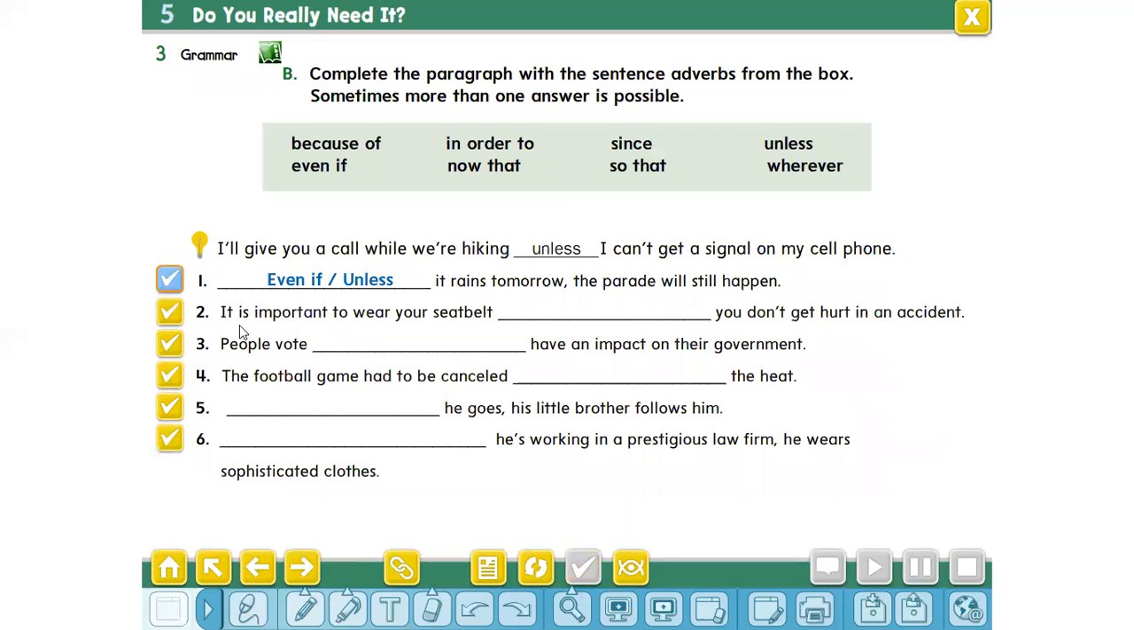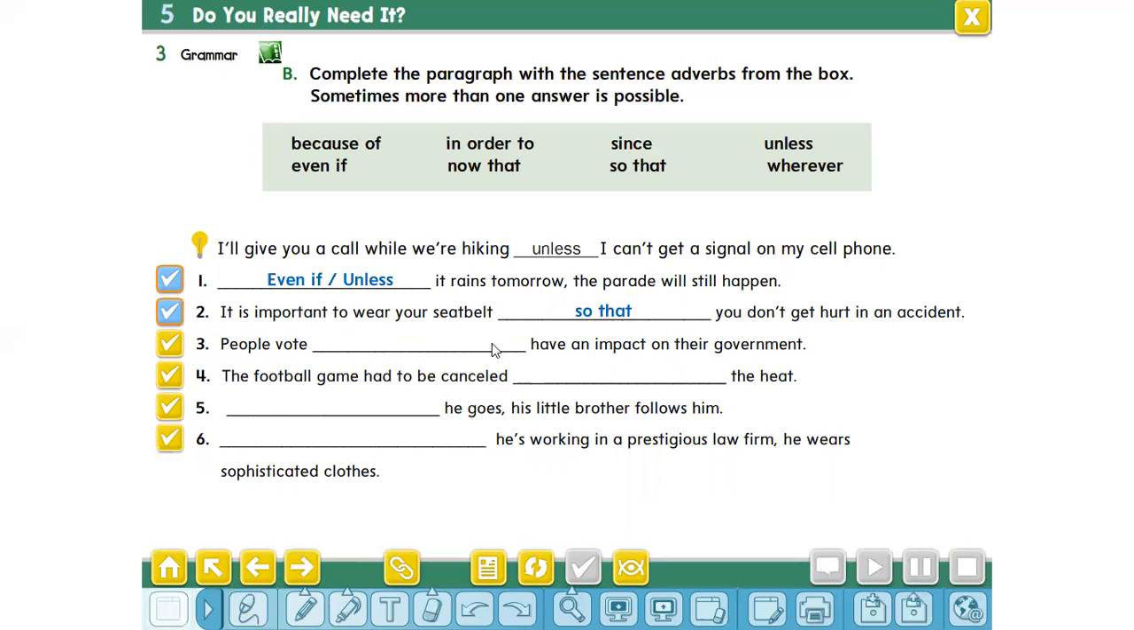Number 2, it's important to wear your seat belt. What is the purpose? You don't get hurt in an accident. Excellent. So we will use so that because it gives the information about the purpose.